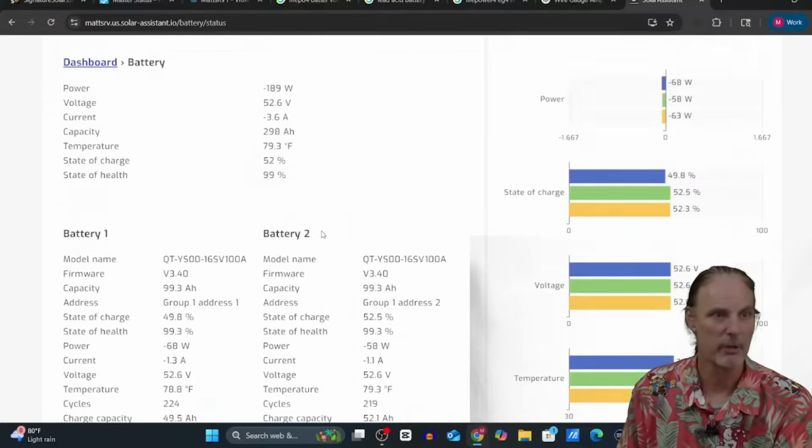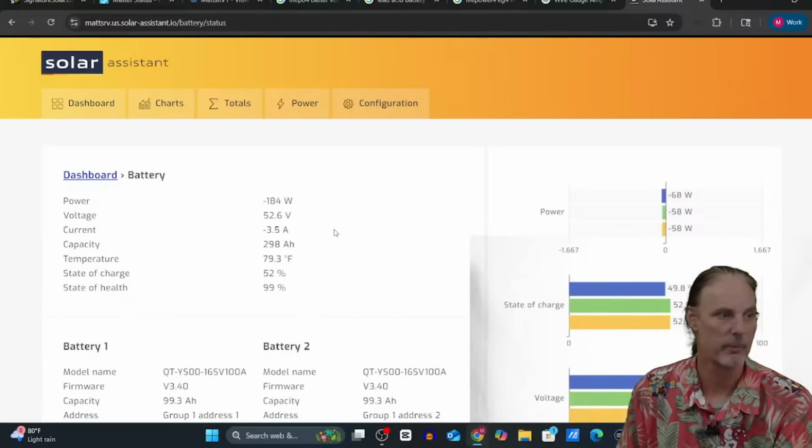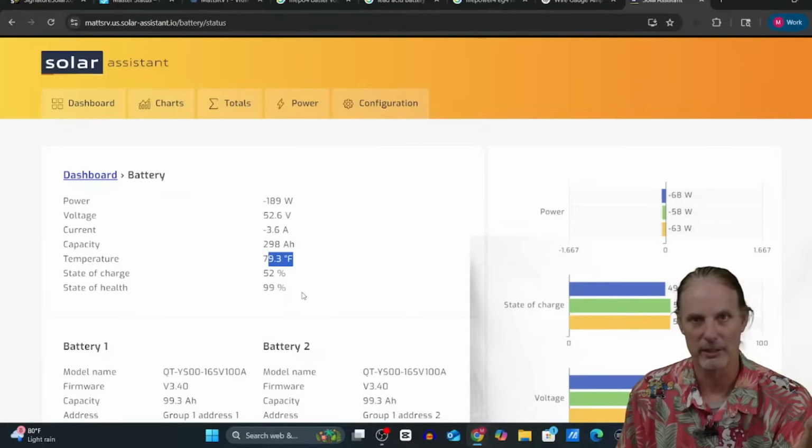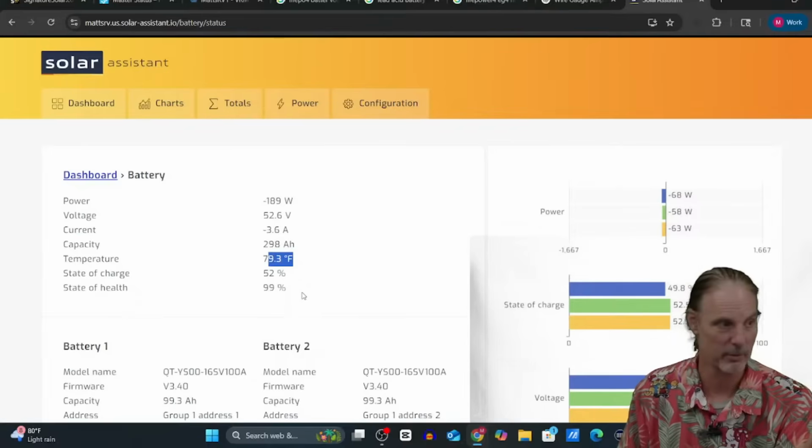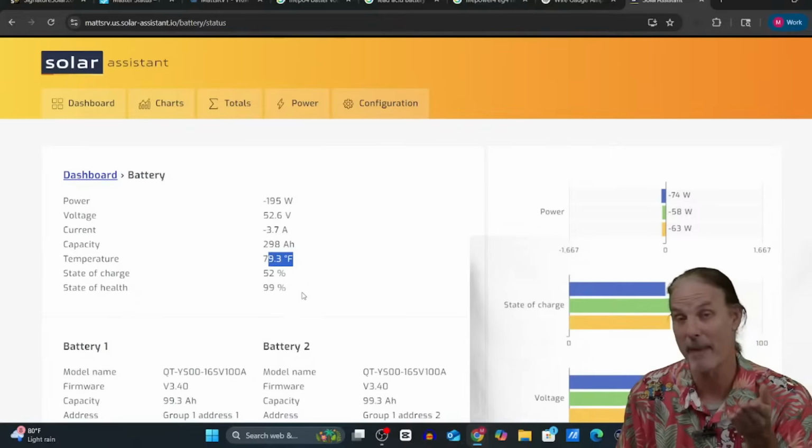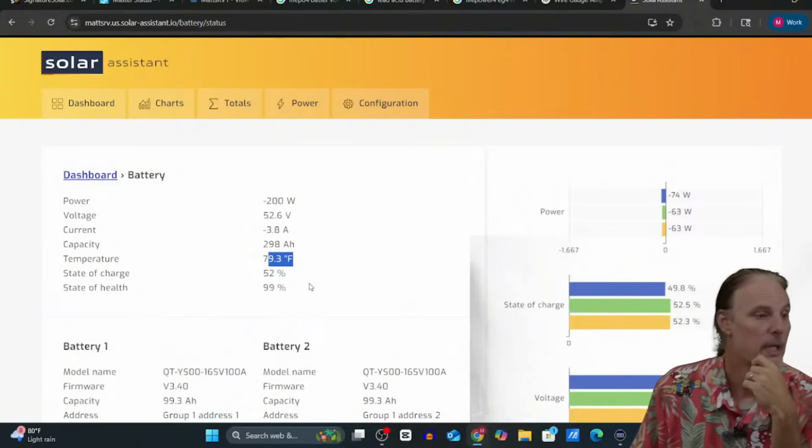When it was coming through the inverter, all I got was this summary information that you see at the top of the page: total watts in and out, battery voltage in and out, amperage in and out, and the total pack size of 298 amps, and the temperature that was basically estimated. I'm not even sure which battery it was giving me the temperature for. I'm assuming it's the master battery in the pack.